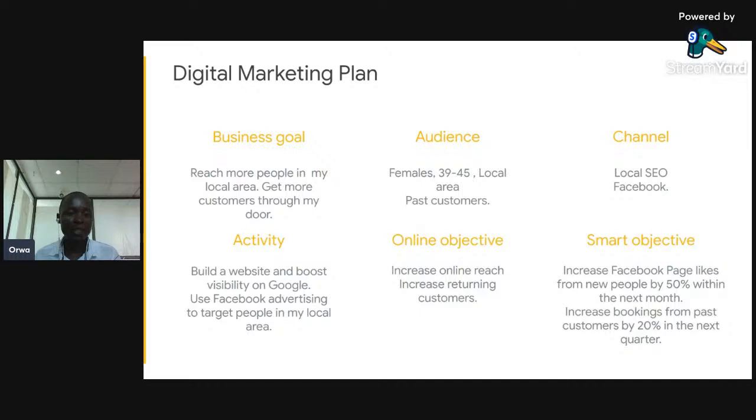For example, you could be building a website to boost your visibility. You can even list your business on Google Business Profile. You can be using Facebook advertising to target people in your local area. So the activities should be in line with even the business goal. Because you want to reach people, the activities should be towards reaching the people.